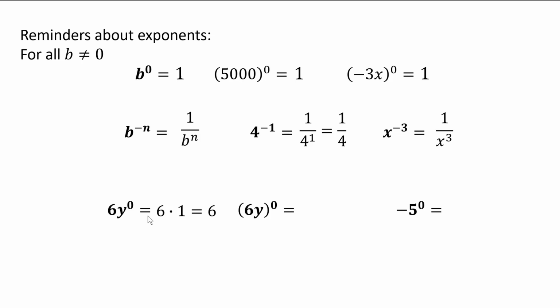So (6y) to the 0 power, the whole thing raised to the 0 power, is 1. And then on the right, you've got negative 5 to the 0 power. There are no parentheses here, and so really only the 5 is being raised to the 0 power.